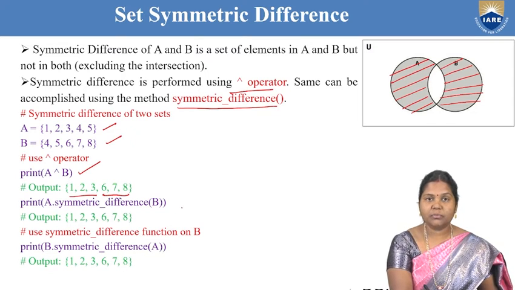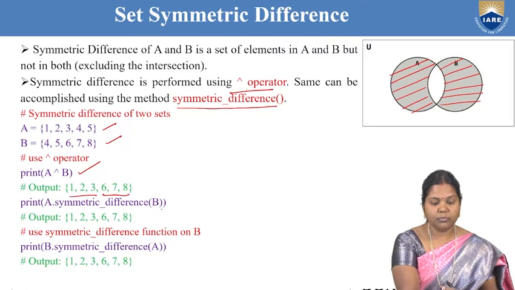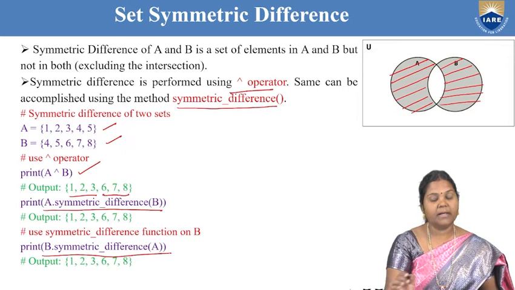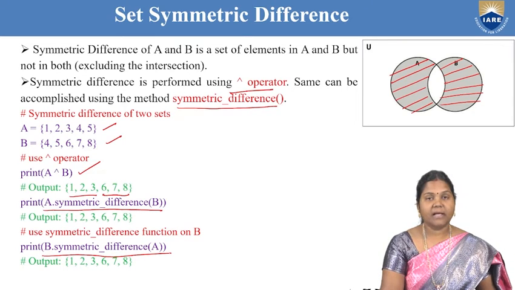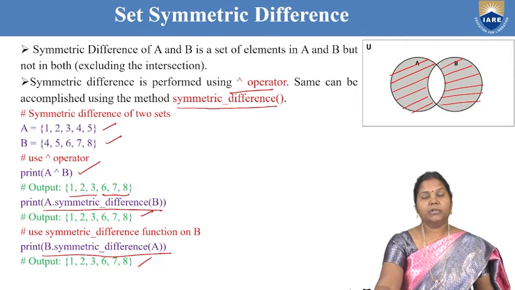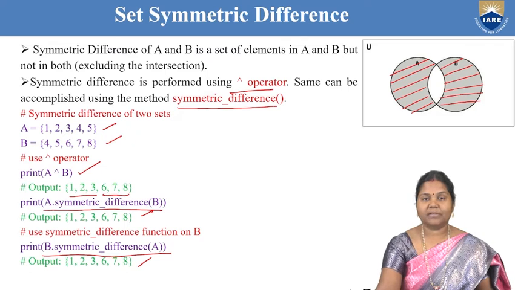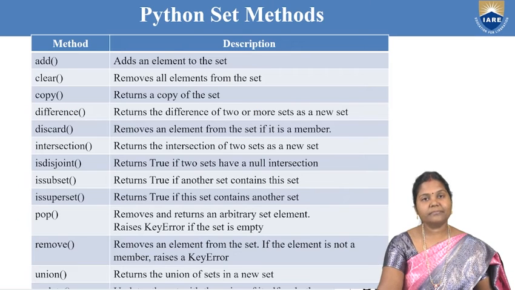Similarly, you can also perform the symmetric difference method. So you can do it A dot symmetric difference of B or B dot symmetric difference of A. In both the cases, as it is going to remove the common elements, the output will be the same. So we talked about the different set operations like union, difference, intersection, symmetric difference and so on.